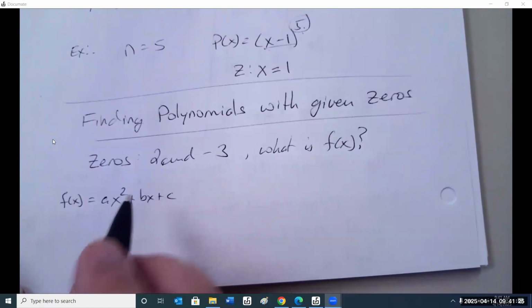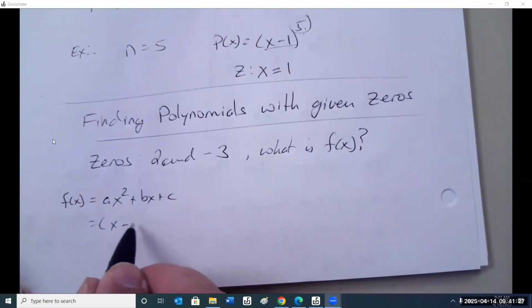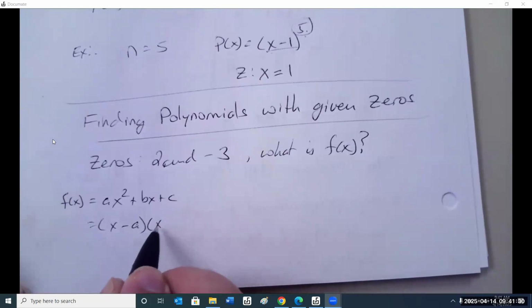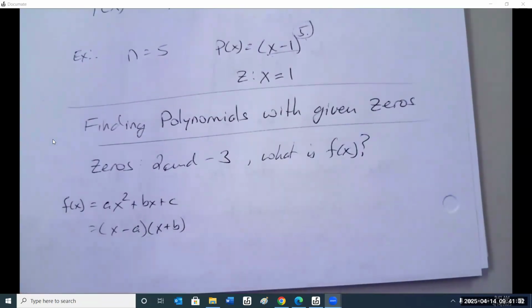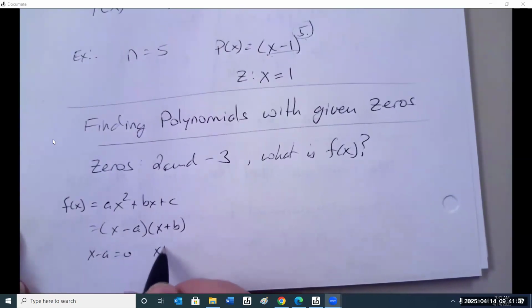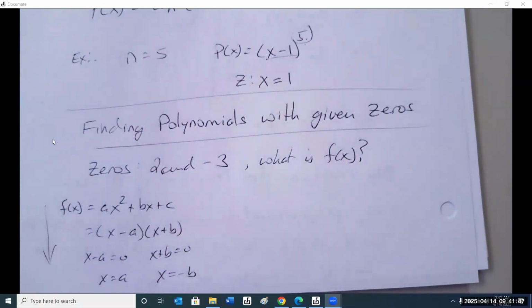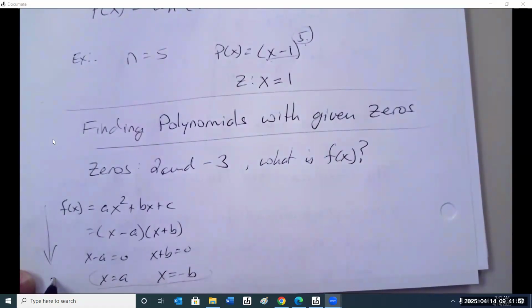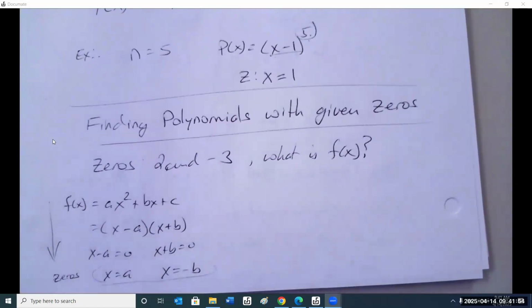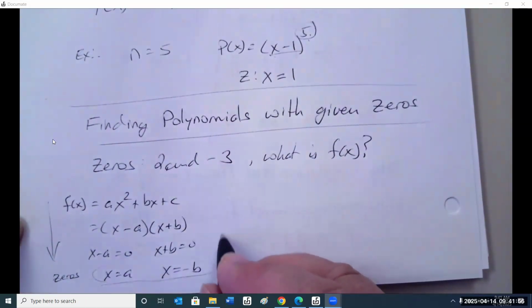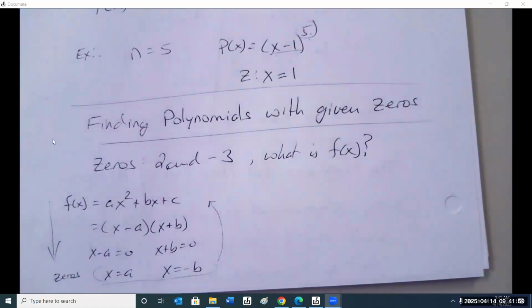We started off with this. The first thing we do is we factor it out. Then we set them equal to 0. Then we get our zeros. That's how we traditionally solve them. These are my zeros. Now we have to go from here back up there. We have to just reverse the process.